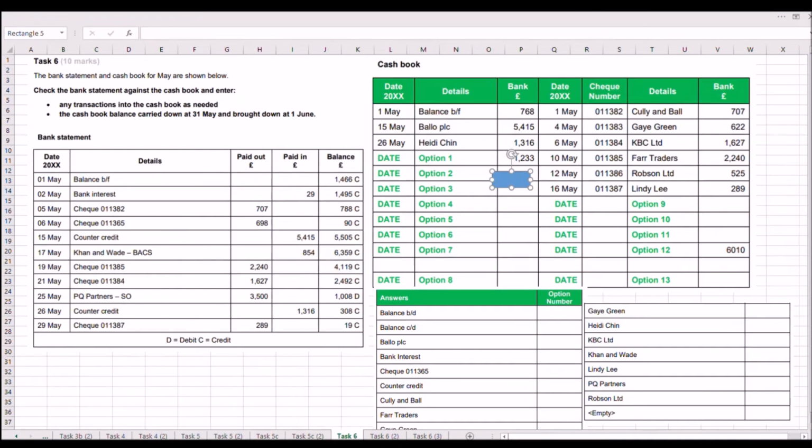So this is a bank reconciliation question in here. You've got a bank statement here and you've got a cash book here. And it says, check the bank statement against the cash book and enter any transactions into the cash book as needed, and then balance down the cash book and also do the brought down as well, the 1st of June.